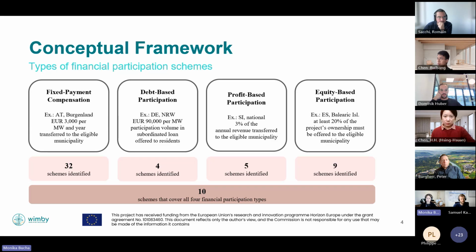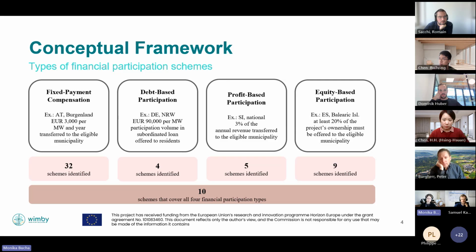The second scheme I identified is debt-based participation. Here's an example from Germany, NRW, where wind park developers must offer residents the opportunity to invest in the project through subordinated loans, and they will then get interest rates out of it. So per megawatt, 90,000 euros of investment opportunities must be offered to residents. Here I could identify 4 schemes.